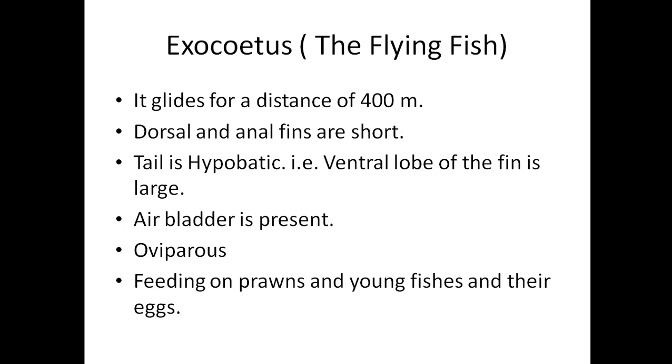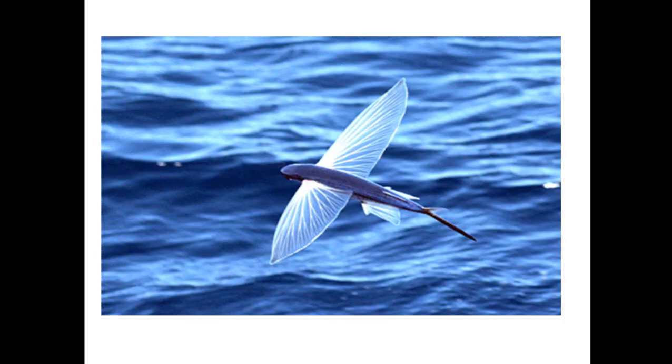The fish has an air bladder. It is oviparous, lays eggs, and feeds on prawns, young fishes and their eggs. You can see here very clearly that the ventral lobe is very long and the dorsal lobe is short. See the enormously grown pectoral fin, which helps the fish glide in the air.